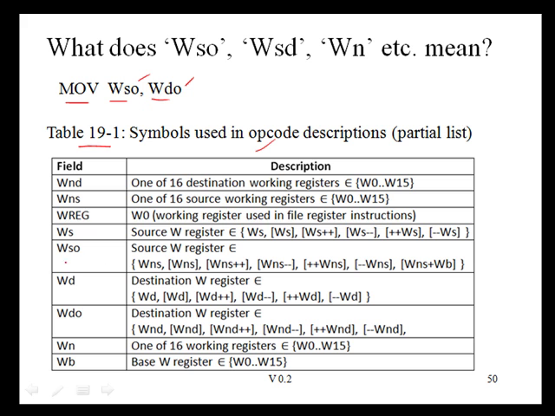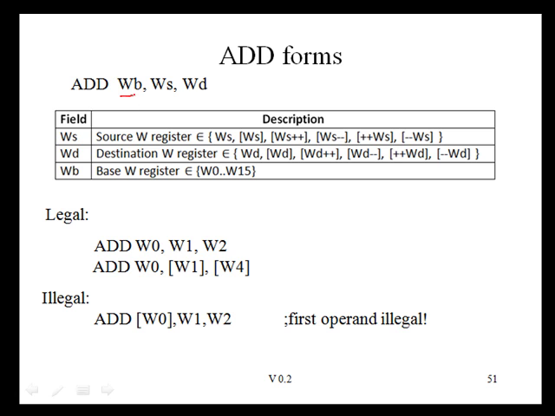So WSO is the source W register, and it can either be one of the 16 working registers here using the register direct form, or it can use one of these various register indirect forms. Register DO is a destination register. It can use register direct or one of these register indirect forms. So these symbols are attempting to communicate the valid addressing modes for each of these operands. The add form uses WB for this operand, which is going to be one of the working registers, W0 to W15. WS for the second operand, which can be one of the working registers, so using register direct or one of these register indirect modes.